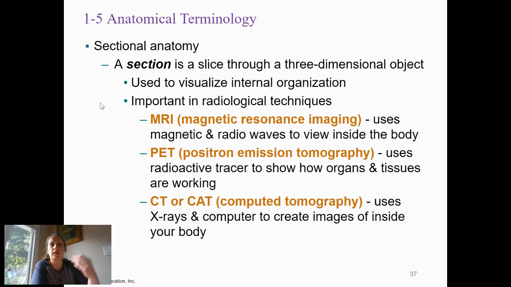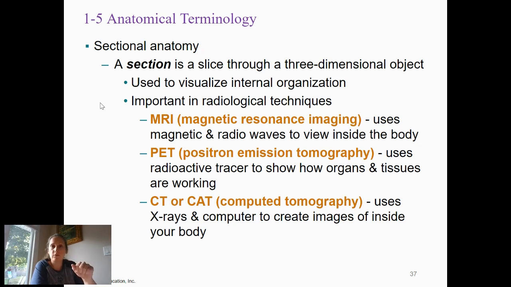A section is basically the term we use for slicing through any type of three-dimensional object, in this case, the human body or an organ of the human body. And we use this sectioning for imaging purposes, especially in radiology. There are three main types of radiological techniques that are commonly used. You may have had one or more of these done for something that you had to have a look at.